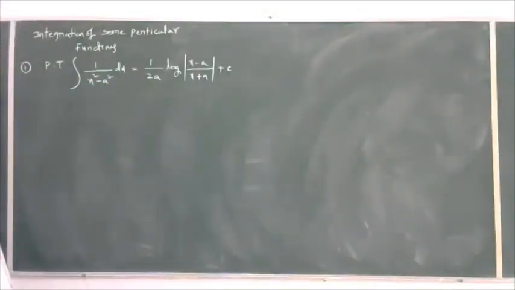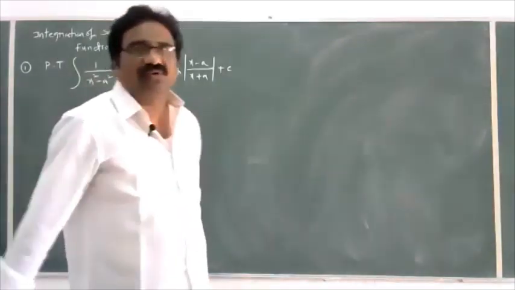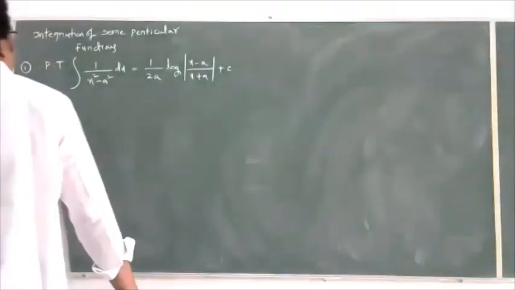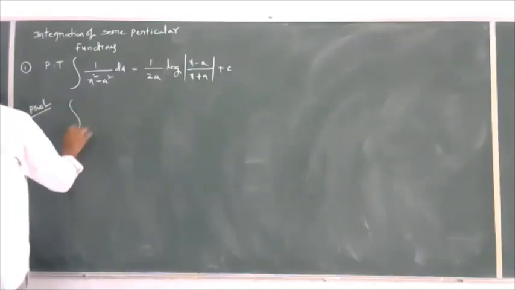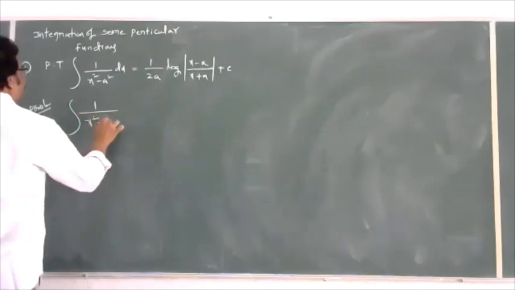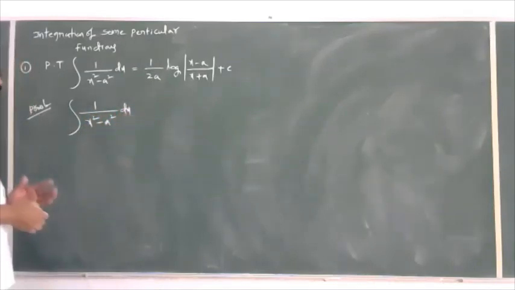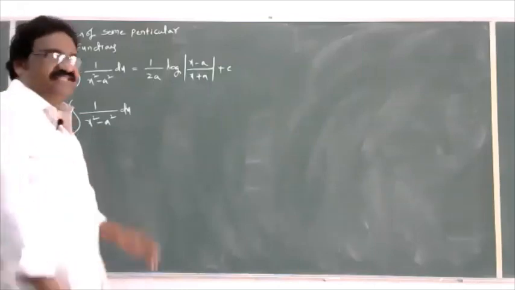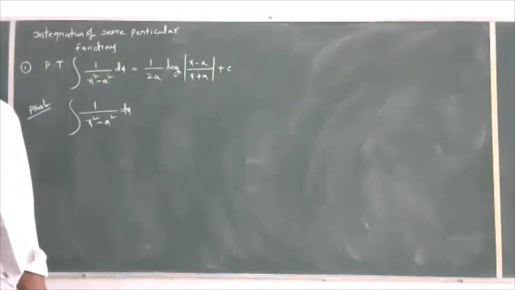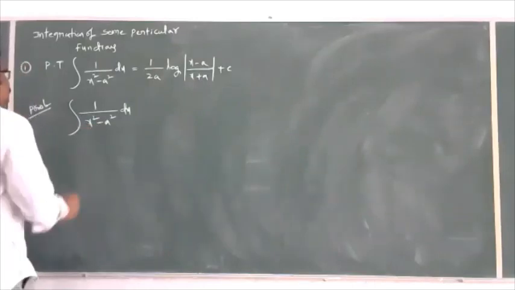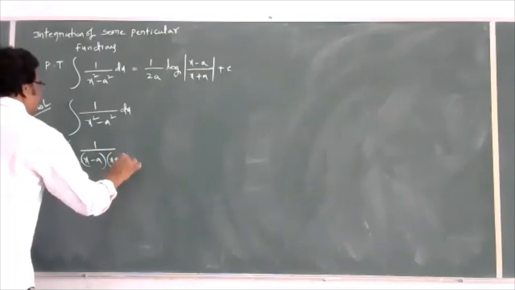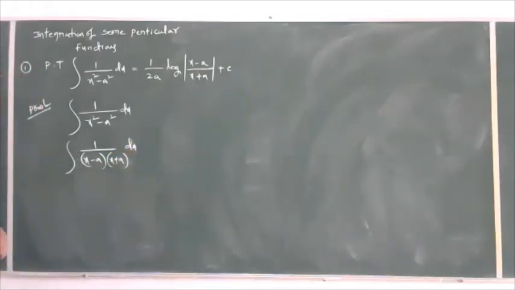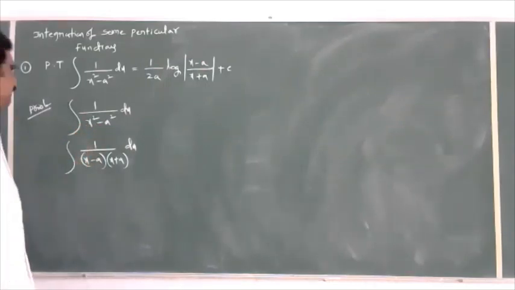Prove that integral 1 by x square minus a square dx is equal to 1 by 2a log mod x minus a by x plus a. Yes, proof. Integral 1 by x square minus a square into dx, that is LHS. Here we want to simplify this. You write this as 1 by x minus a into x plus a into dx, since x square minus a square is x minus a into x plus a.